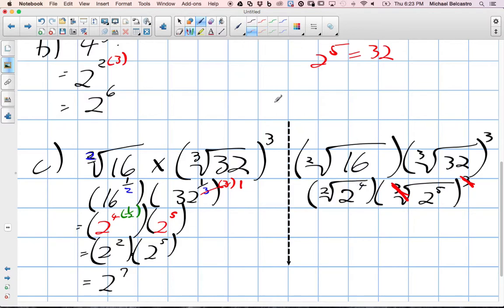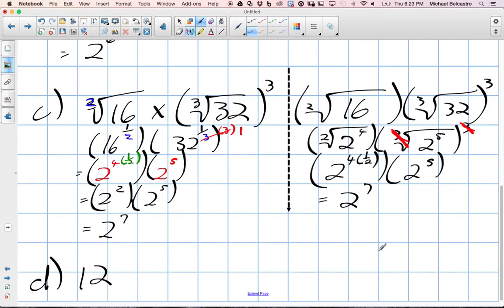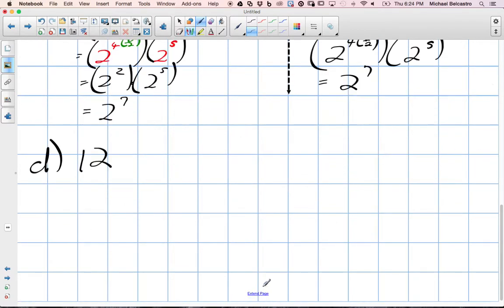And in this case here, same idea. We're going to write it as an exponent again. So we have 2 to the 4 times a half multiplied by 2 to the 5th. And we already know from below we are going to get 2 to the power of 7. Either order, it doesn't really matter. I like that one better. Okay, then use that one.